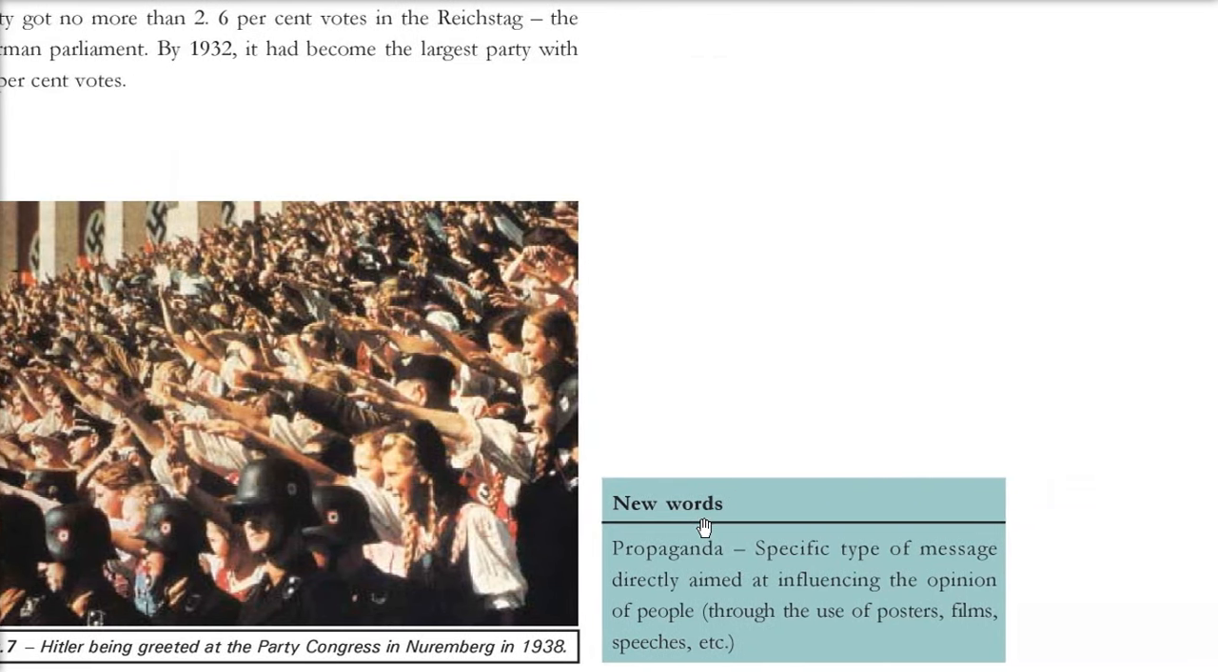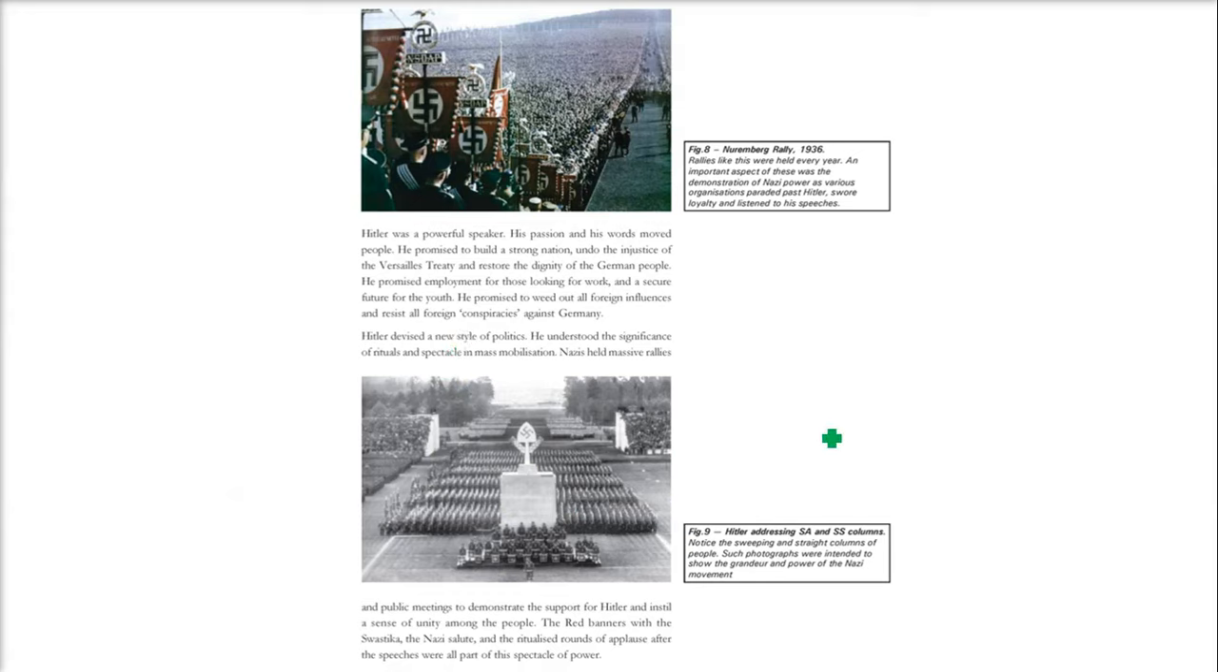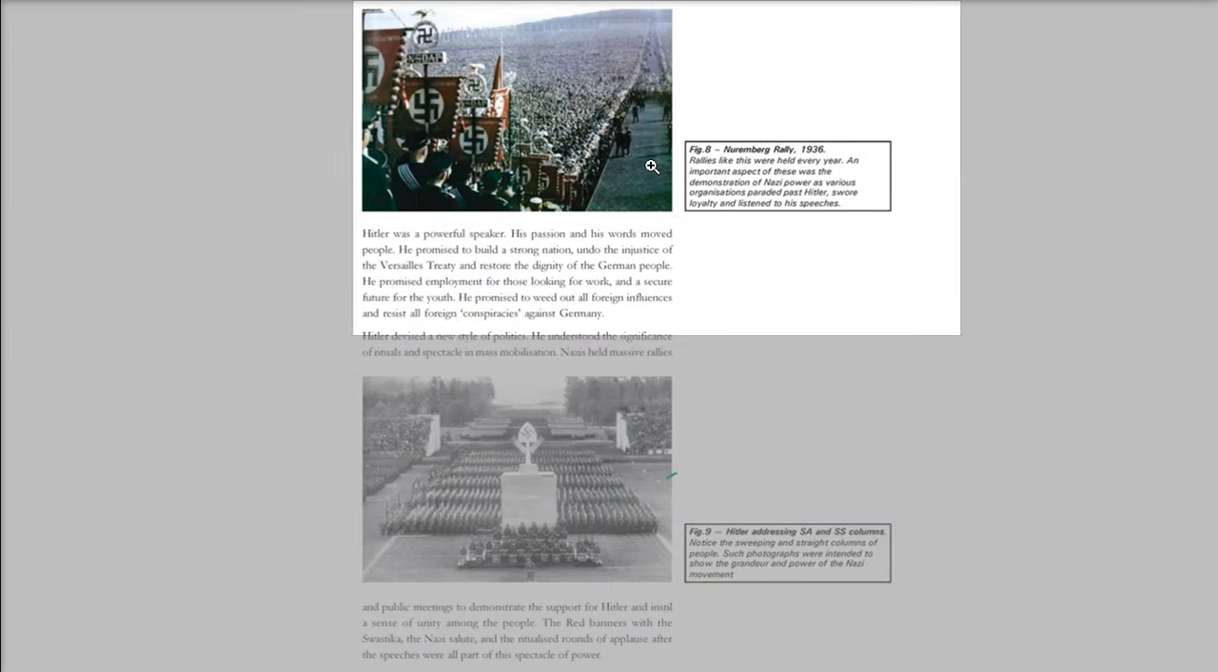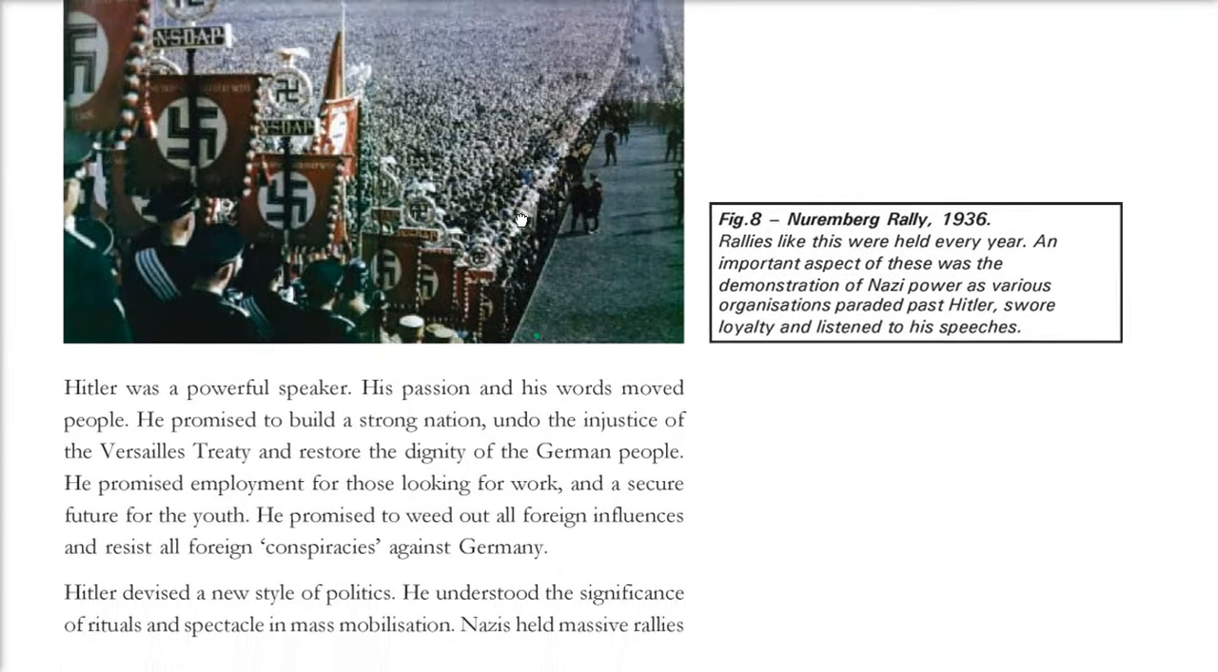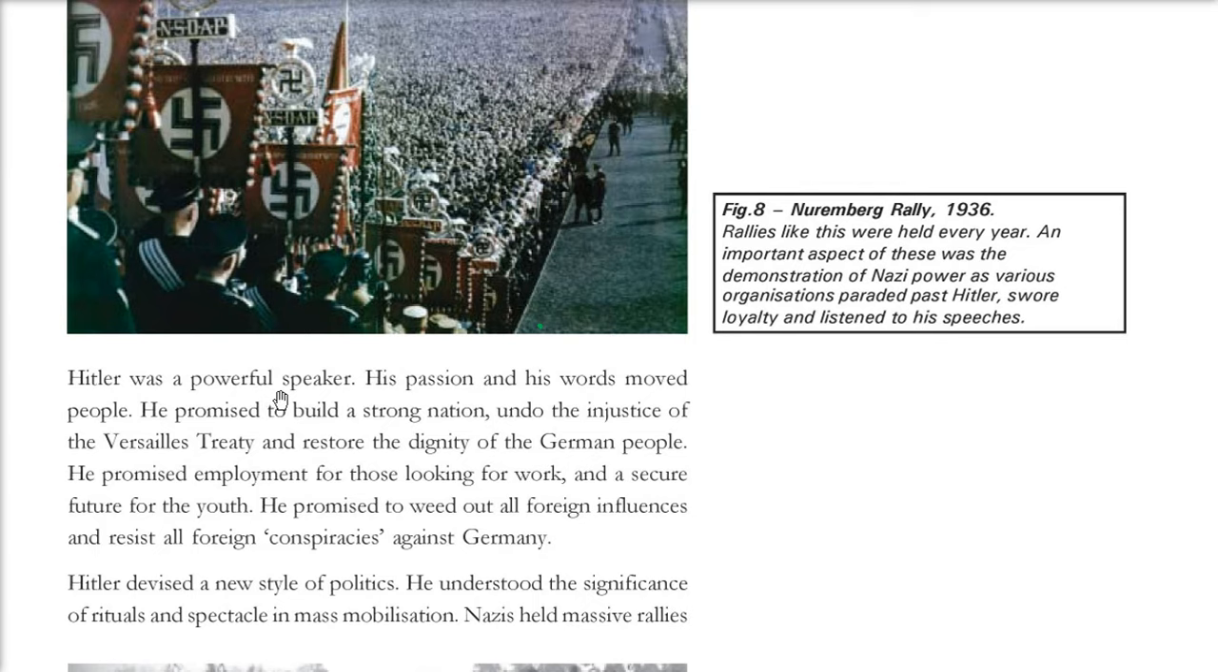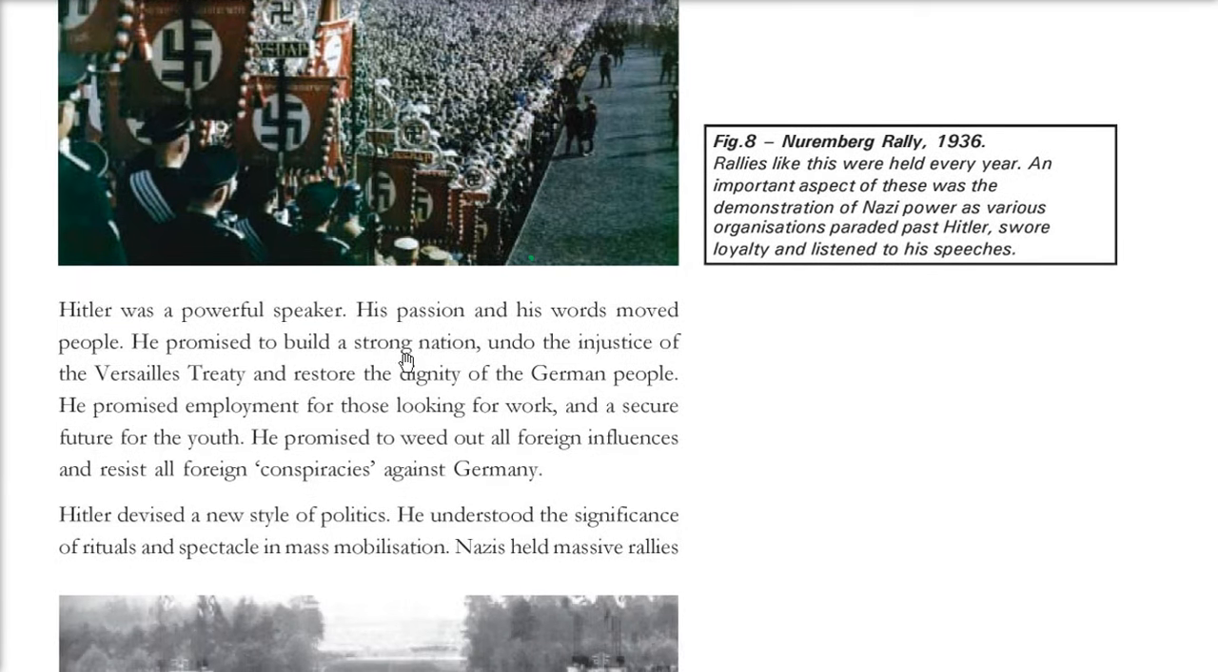So they took the help of propaganda, a specific type of message directly aimed at influencing the opinion of people, that is through posters, films and speeches. So why did Hitler rise to power? It was not just that people were not having a very good life, but Hitler was a very, very powerful speaker. His words motivated people.